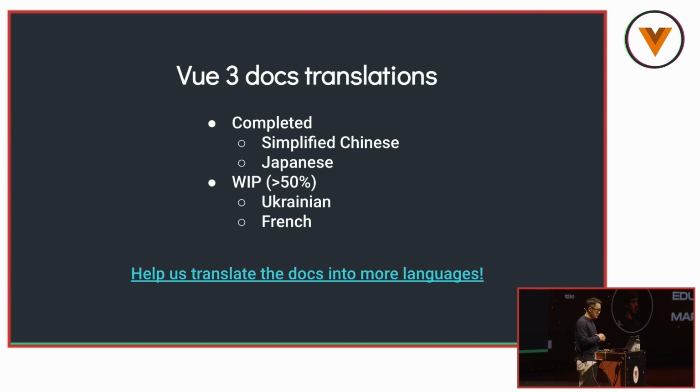We also have some great advancements in Vue 3 docs translations. So we already have simplified Chinese and Japanese completed. There are also two other languages, Ukrainian and French, both crossing the 50% completion rate. So they're already deployed on official Vue domains. So if you are a native speaker of these languages, or there are other languages that are looking for collaborators, help us translate docs into more languages.